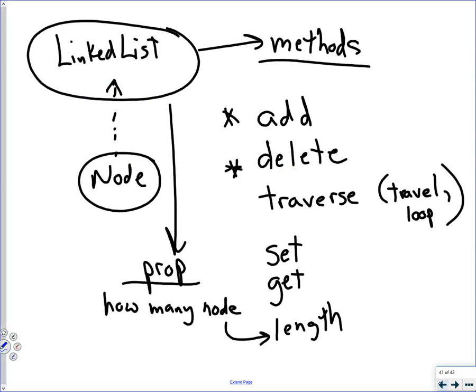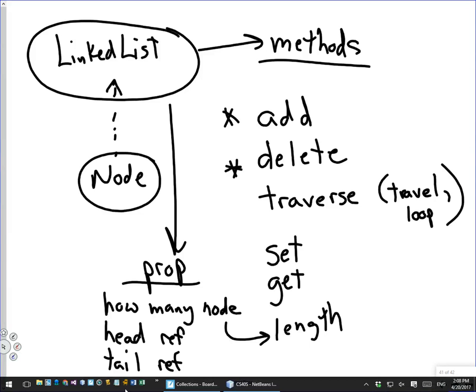So right here under properties, I'm going to say we need the head reference, like it's a reference to the head of the list, and the tail reference. Or you could use the word pointer. Pointer to the front of the list, or the head, pointer to the tail of the list. All right, so before we wrap today, let's just create the 3 properties. That's all we'll do.